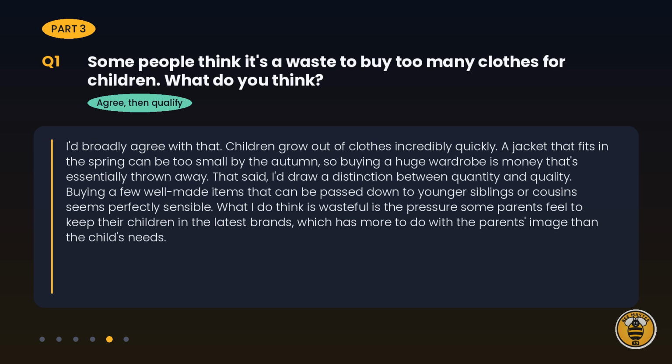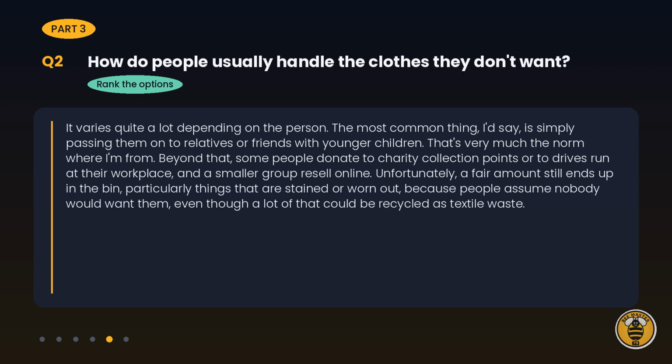That said, I draw a distinction between quantity and quality. Buying a few well-made items that can be passed down to younger siblings or cousins seems perfectly sensible. What I do think is wasteful is the pressure some parents feel to keep their children in the latest brands, which has more to do with the parent's image than the child's needs. Question 2.